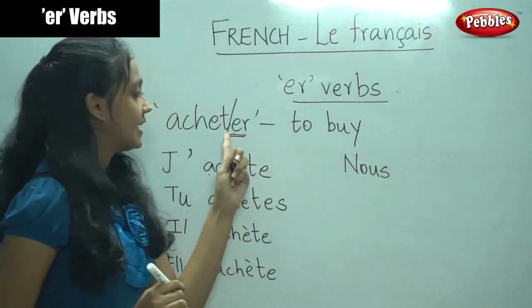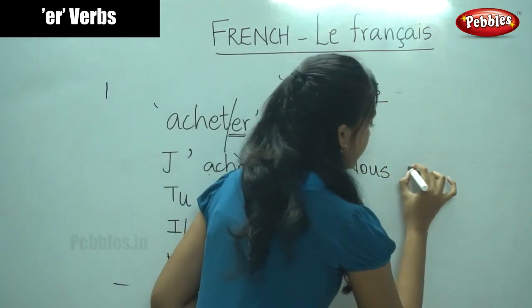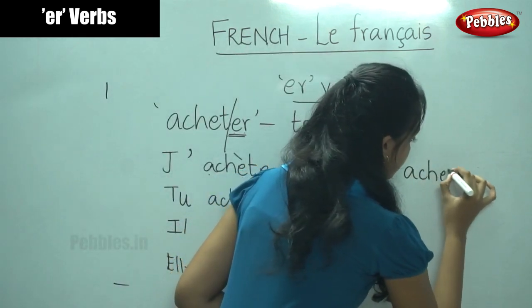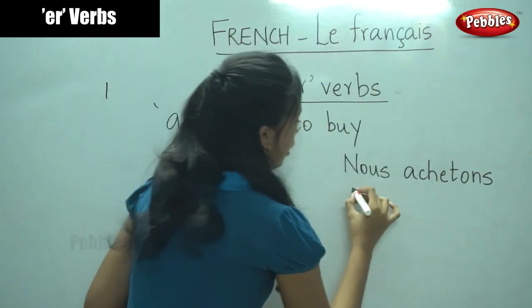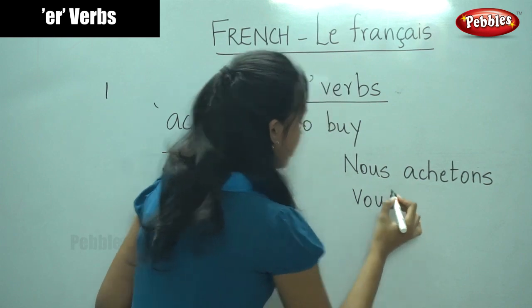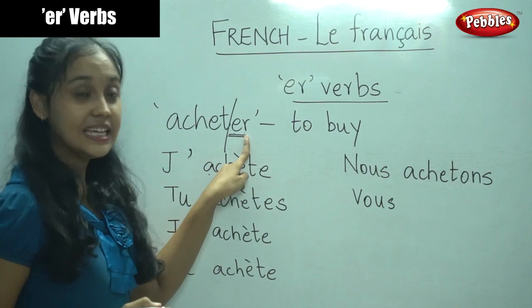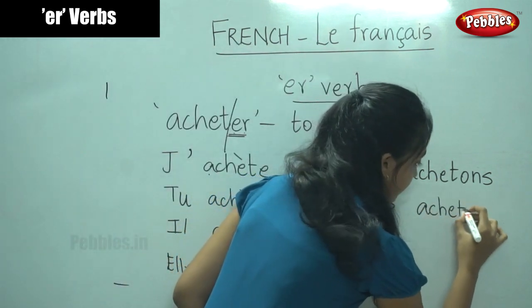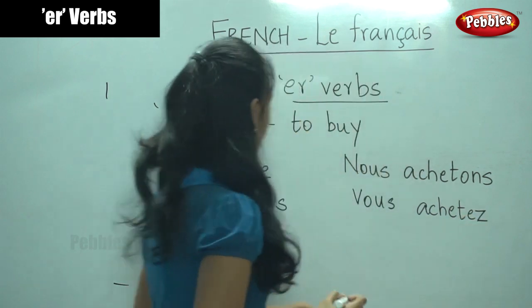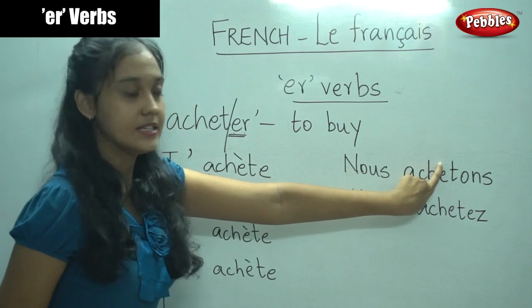We would replace E and R with the letters O-N-S. So, nous achetons. For vous, we would replace the letters E and R by E-Z. Vous achetez. Notice that for nous and vous, the accent here is removed.